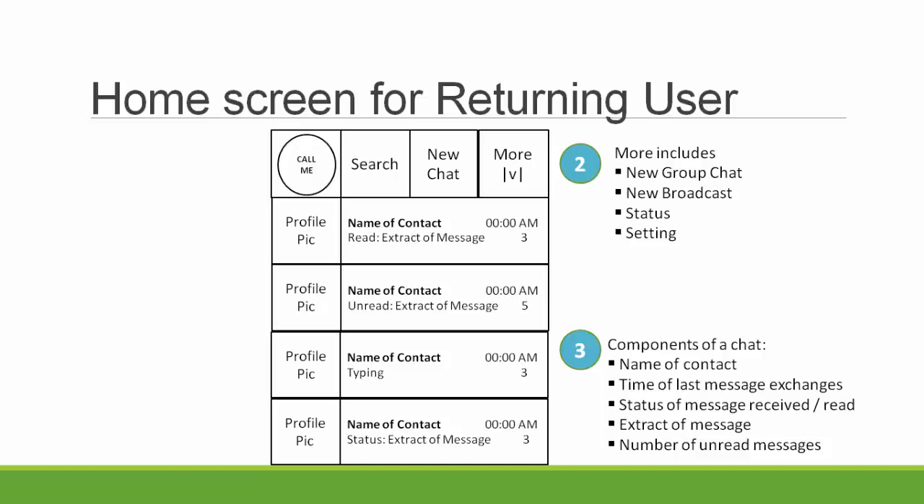In each of the elements here, I've changed what the status could be. This is read, this is unread, this is typing. Note that for typing there is no extract of the message given. This ideally should have been 0. But as we can see, we've kept a placeholder here.